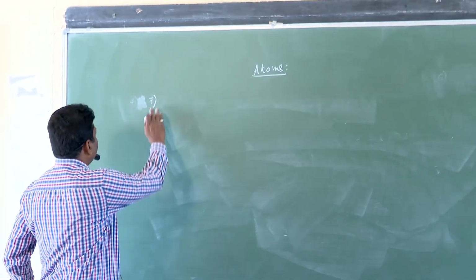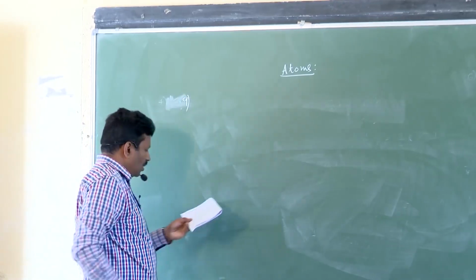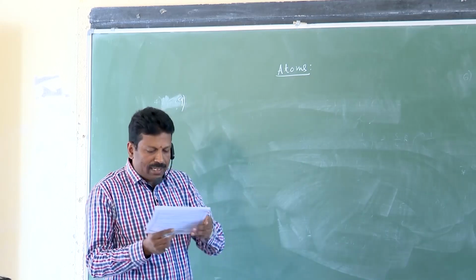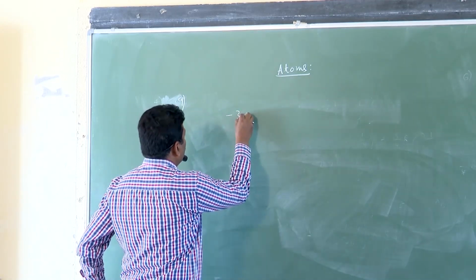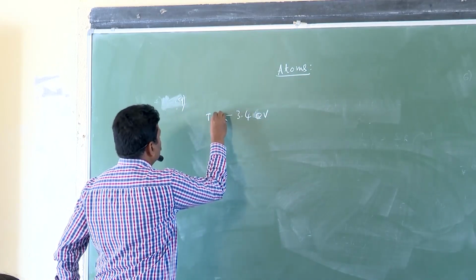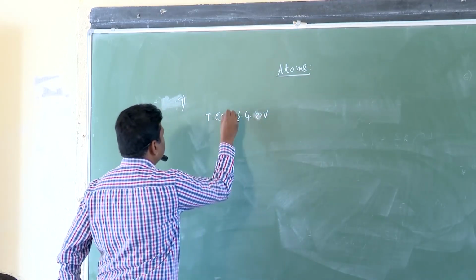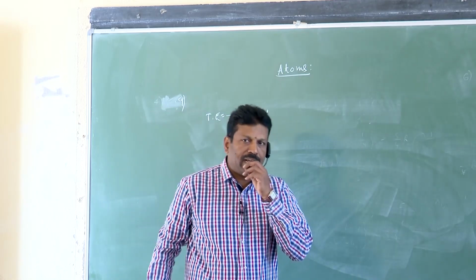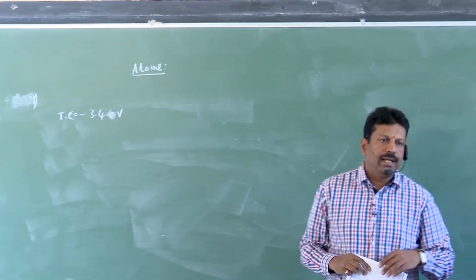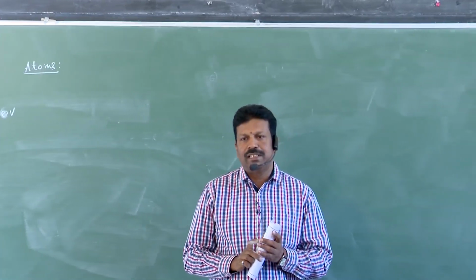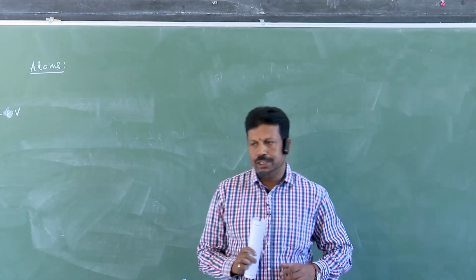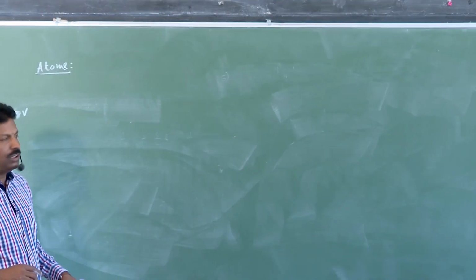Ninth question. Question number 9. The total energy of electron in an atom in an orbit is minus 3.4 electron volt. This is the total energy. So what does total energy mean? When I say total energy of an electron, what does it mean? What all types of energy does it have? Kinetic and potential energy.